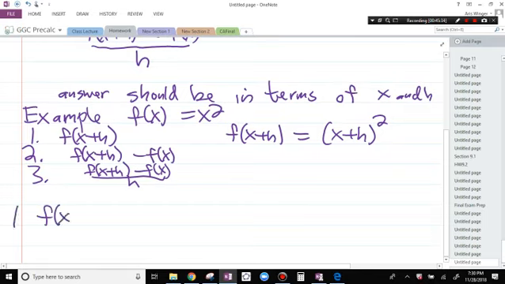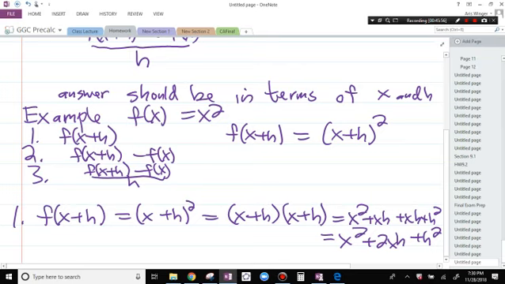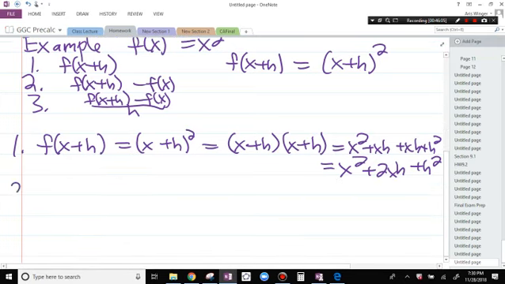I am going to simplify that. This is still step 1. F of x plus h is x plus h squared, which is x plus h times itself. We'll FOIL it out. That is x squared plus xh plus xh plus h squared. So that's x squared plus 2xh plus h squared. That's step 1.